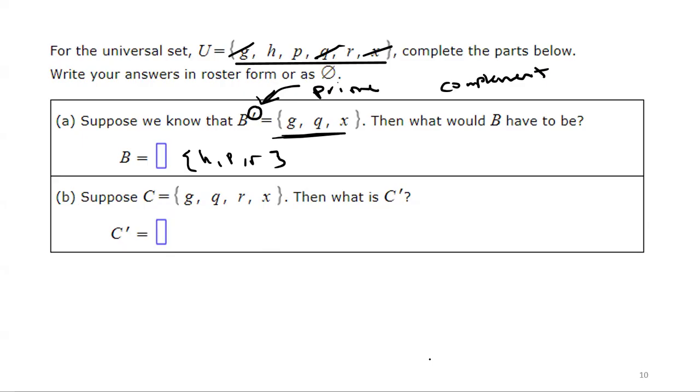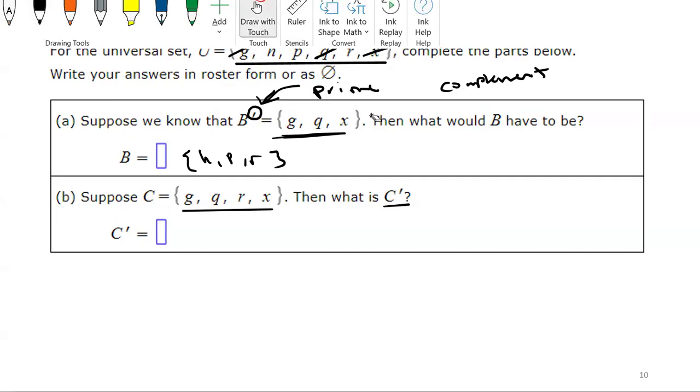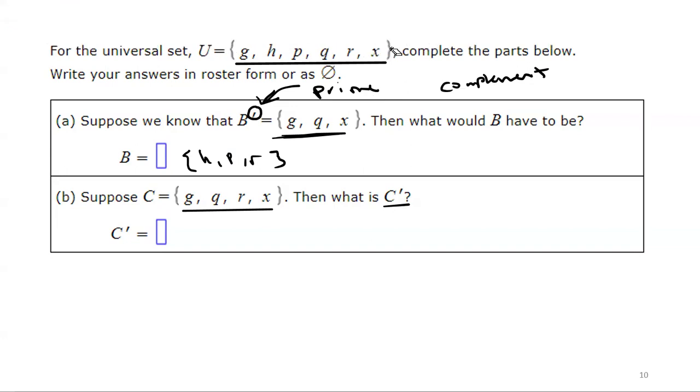In this case, suppose now C is these items here. These are the items in C. So what's going to be in C prime? Let's go back to the universal set. I'm going to erase that because this is a new problem. Again, C is G, Q, R, X. Then what's going to be in C prime?